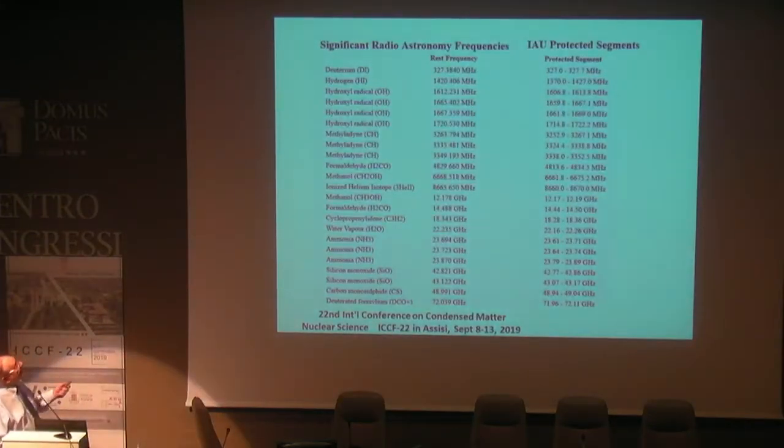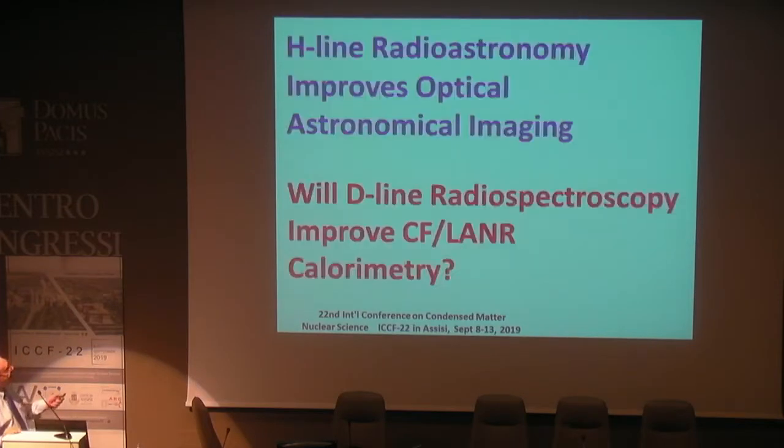Okay. What we're looking at, these are the significant radio astronomy frequencies that are all in a protected region now, and we're looking at 327. And it turns out that lattice-assisted nuclear reactions emit slightly lower. I don't know why. I'll show you there's a drift. I don't know why. Maybe, I hope somebody here can answer these questions.